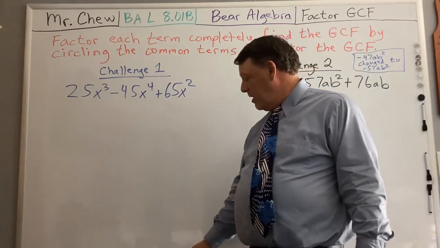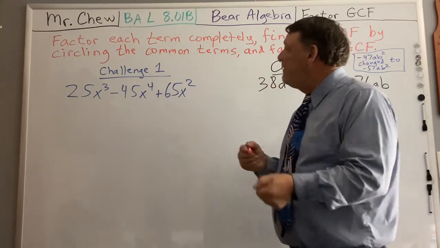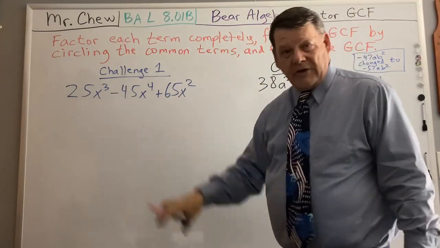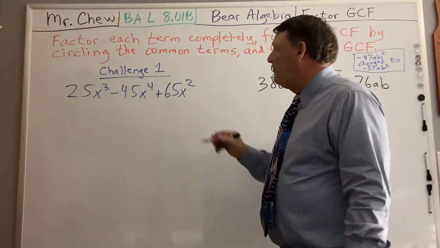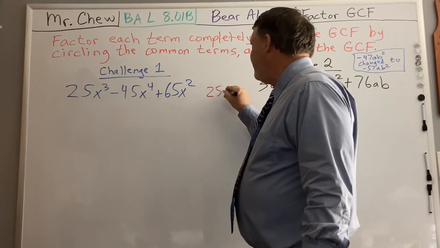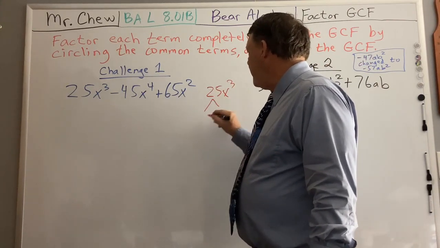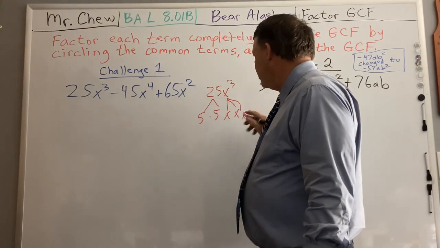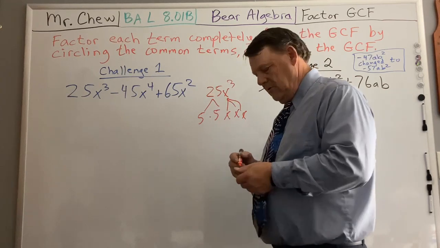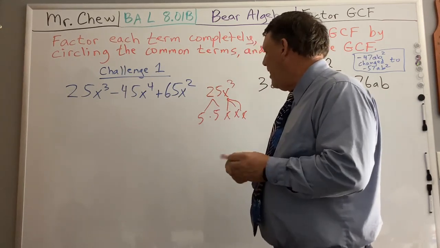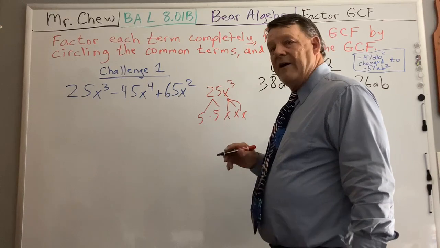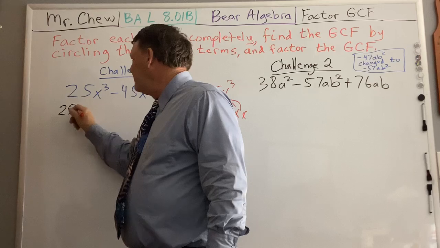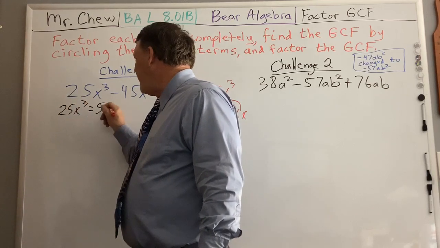Now, if you remember, I talked about using factor trees to factor each term completely, circling the common terms, and then factoring out that GCF. So let's do that quickly. So I've got 25x cubed. That ends up being 5 times 5 times x, because 5 is the smallest prime factor that I can factor out of 25 evenly. So I'm going to list each of these underneath it with the complete factorization.